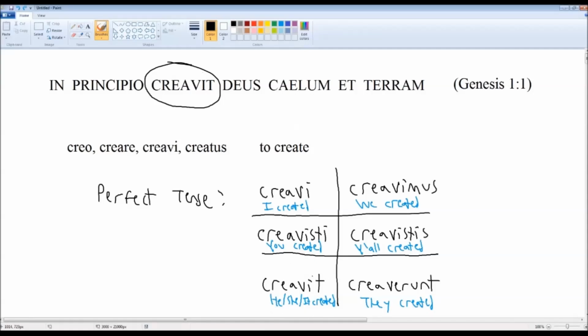Okay. Now notice here the verb comes before the doer of the verb, that God's the one creating. In English, we would say God created. We wouldn't say created God. That would be weird. But in Latin, the word order is extremely flexible, so you can do that.